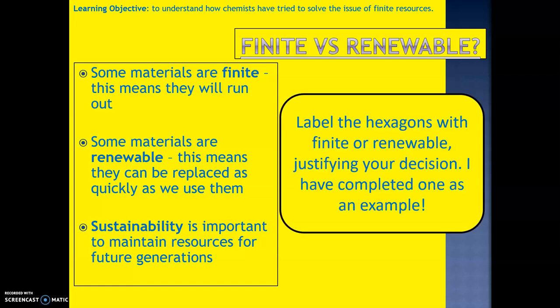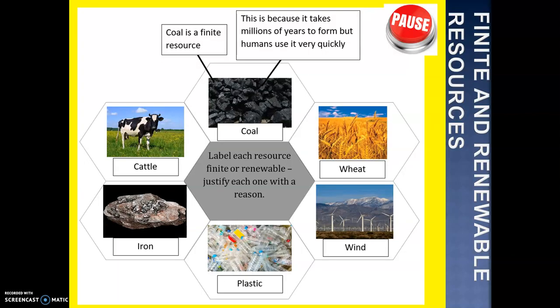So your next task, there are going to be 6 different hexagons that come up. 1 has already been filled in, and you need to label each one. Write in each hexagon whether you think it is finite or renewable, and give a reason why. So justify your decision. 1 has been done as an example. My example is coal. It is a finite resource. Coal used to be used in coal-powered trains. It's a finite resource, so there is only a limited amount. This is because it takes millions of years to form, but humans use it very, very quickly. It can be burned and combusted very quickly.